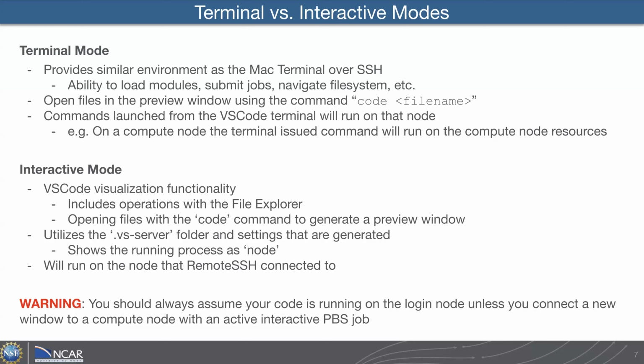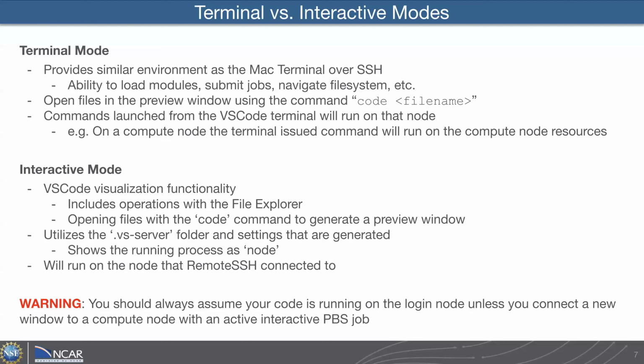One thing to note here in terminal mode, and I'll expand on this a little bit when we talk about interactive mode, is that commands that are launched from the VS Code terminal are going to run on that node. So for example here, if I start an interactive node, like on a compute node, and I launched that job using qsub -I, so I have an interactive compute node, any of the commands that are issued within the terminal window are going to run on the compute node. That isn't necessarily true for the interactive mode.